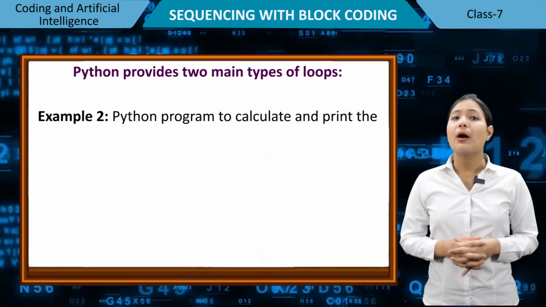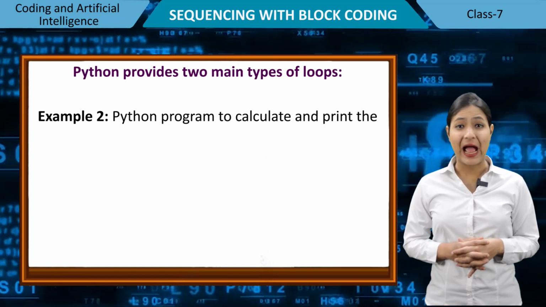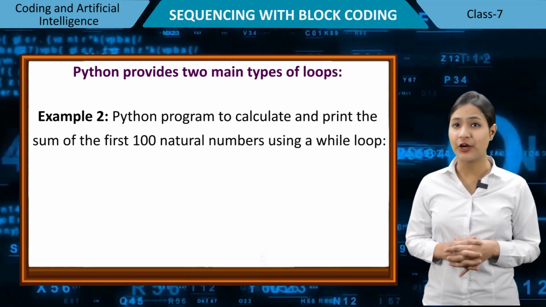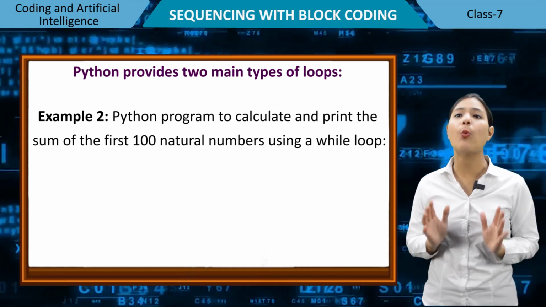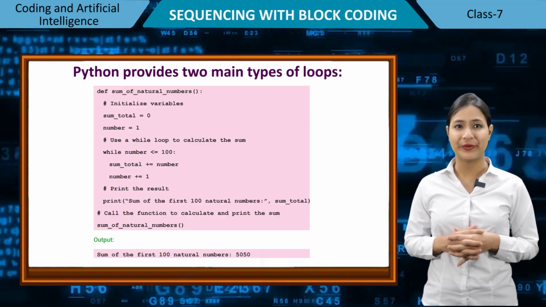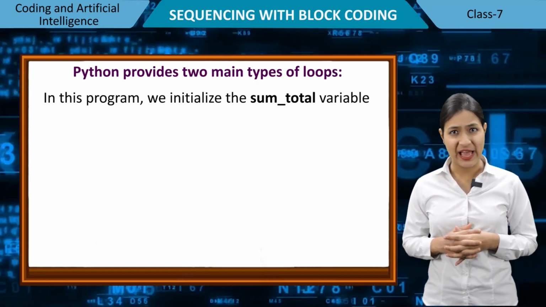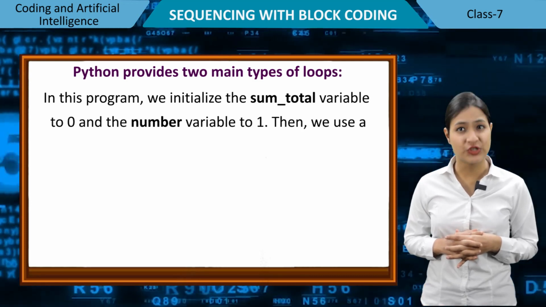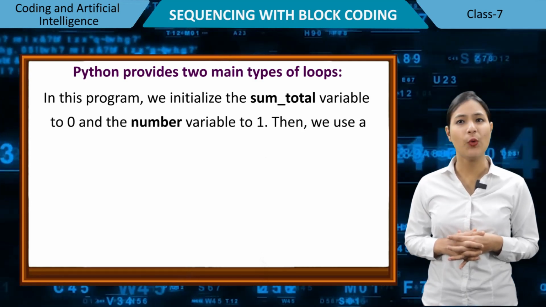Example 2. Python program to calculate and print the sum of the first 100 natural numbers using a while loop. Output. In this program, we initialize the sum total variable to 0 and the number variable to 1.